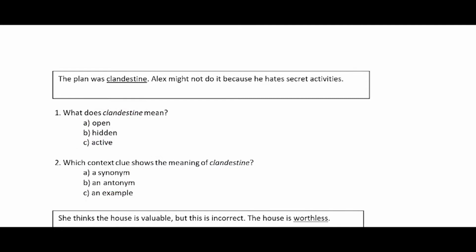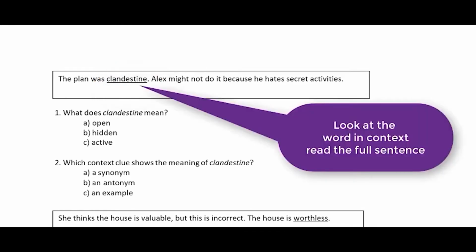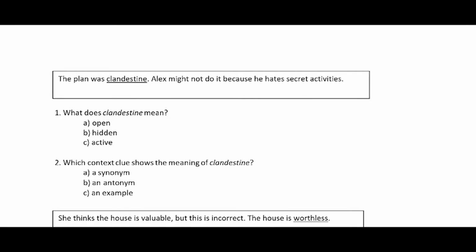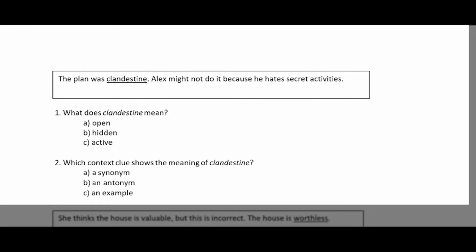So imagine you do not know what this word means. Clandestine, strange word. I don't understand what this word actually means. So remember, you need to look at the word in context. Look at the whole sentence. What is it trying to tell you? Look at any hints, any clues. So remember, I mentioned synonyms are a good way of sometimes finding out what a word means. So let's have a look.